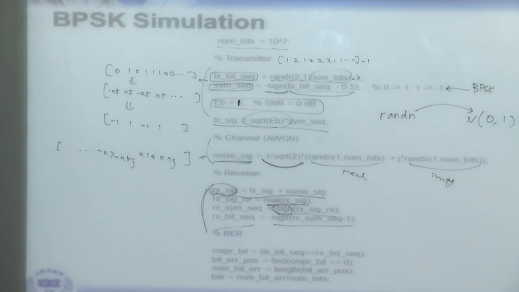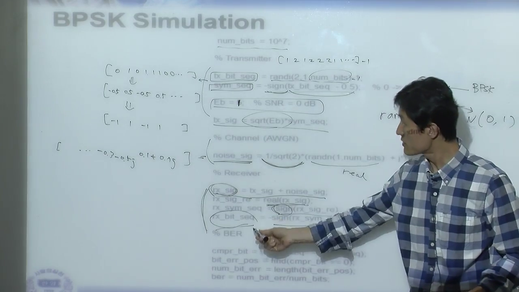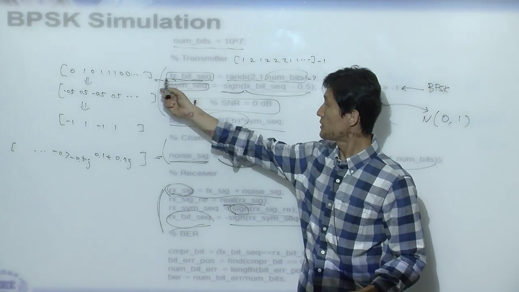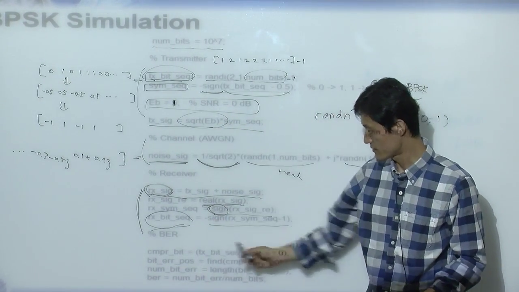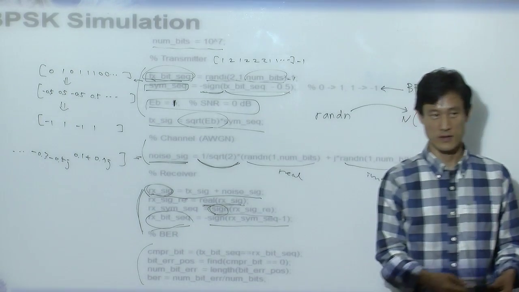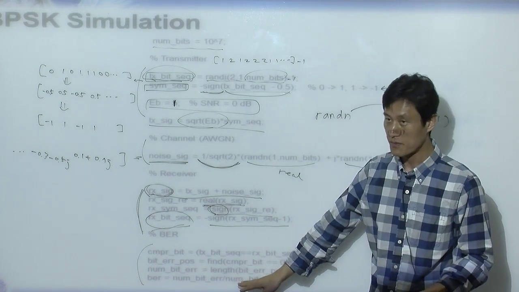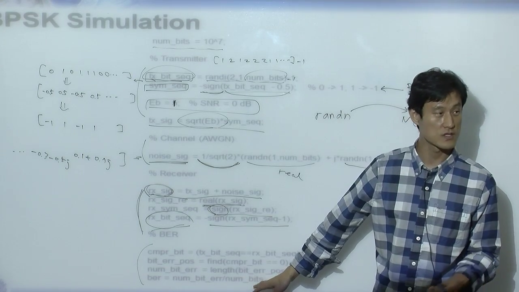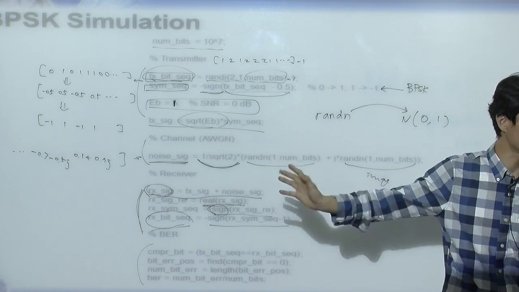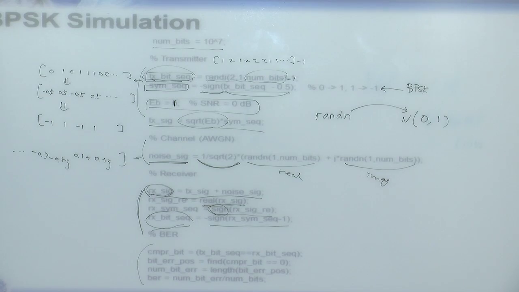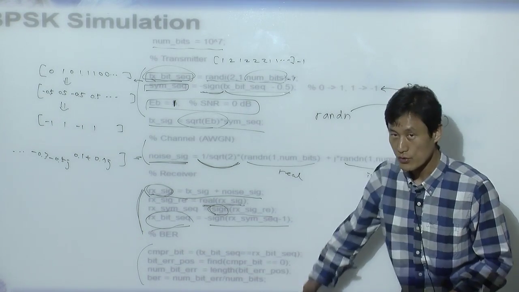Next thing to do is, this is my recovered bit sequence, and this is my original bit sequence. Just compare, and count how many bits are different. If you know how many bits are different, then you can divide by the total number of bits. That's the bit error rate. So this is how to calculate the bit error rate. It's pretty simple.